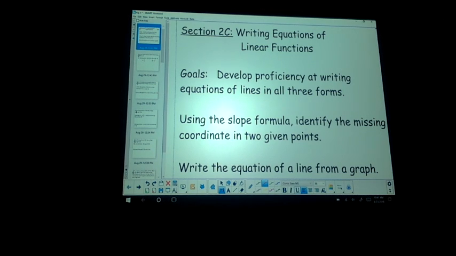Writing equations of lines in all three forms. So we have point-slope, slope-intercept, and standard form. Use the slope formula. Identify missing coordinates in two given points. And then write an equation of a line for a graph.